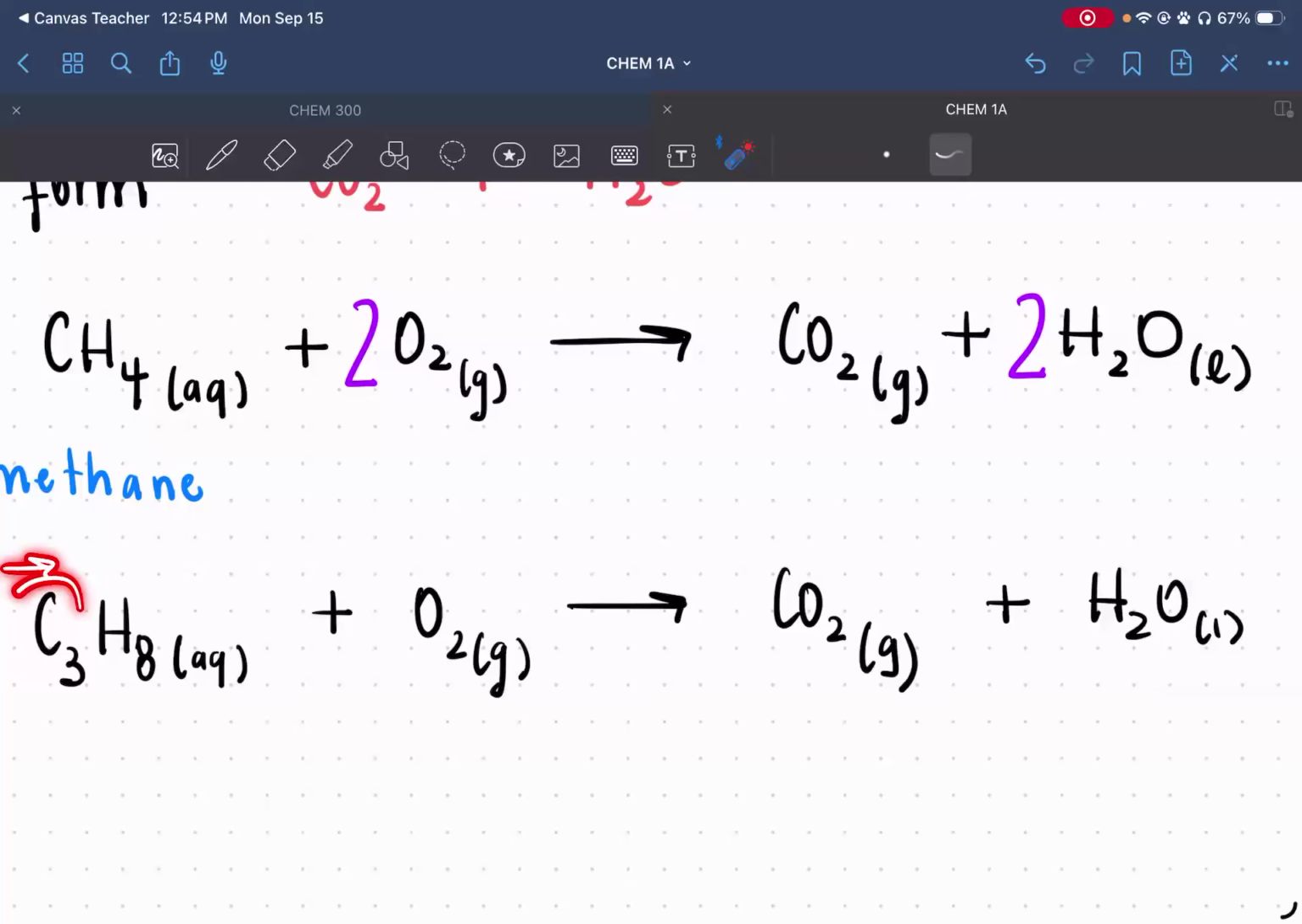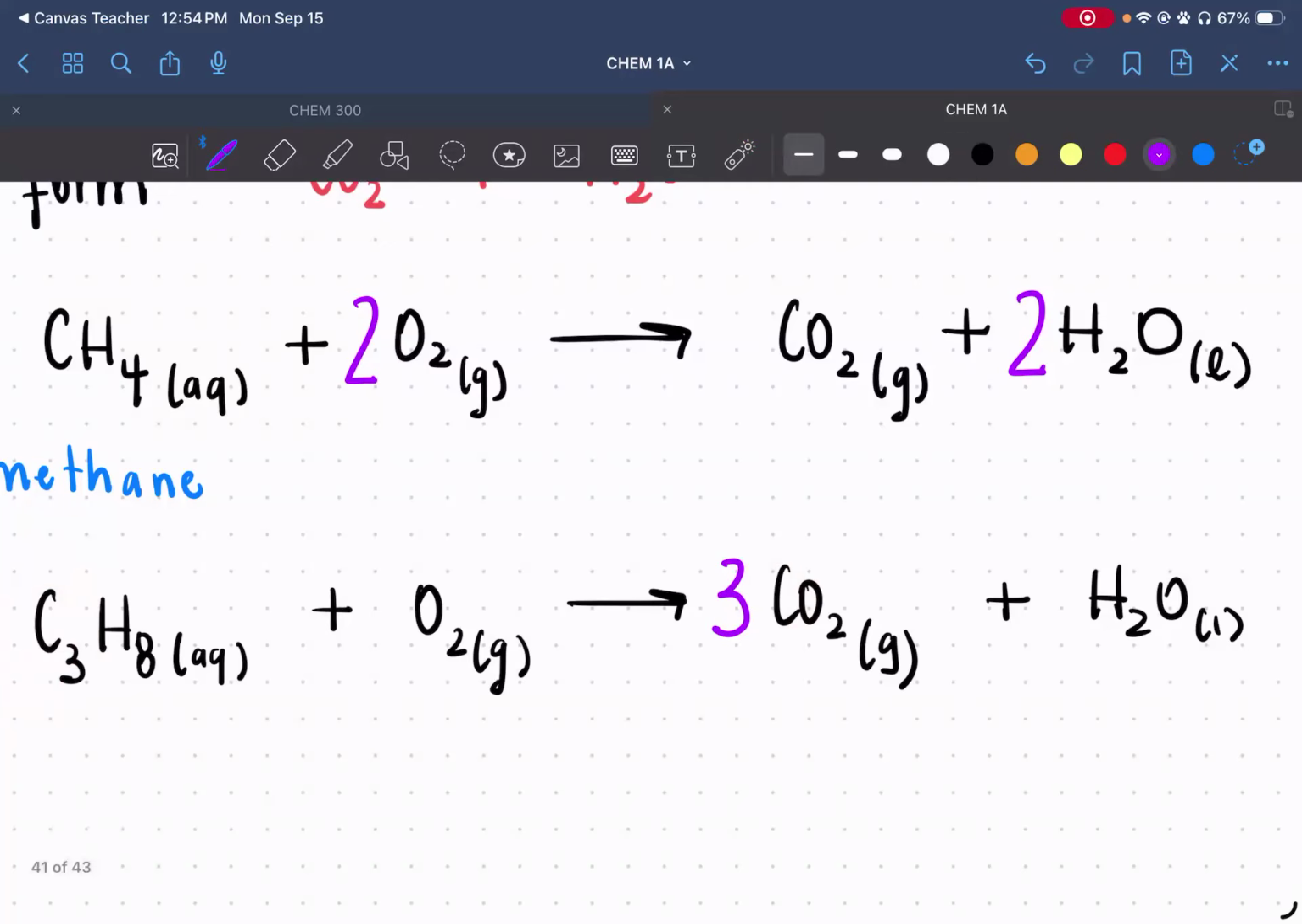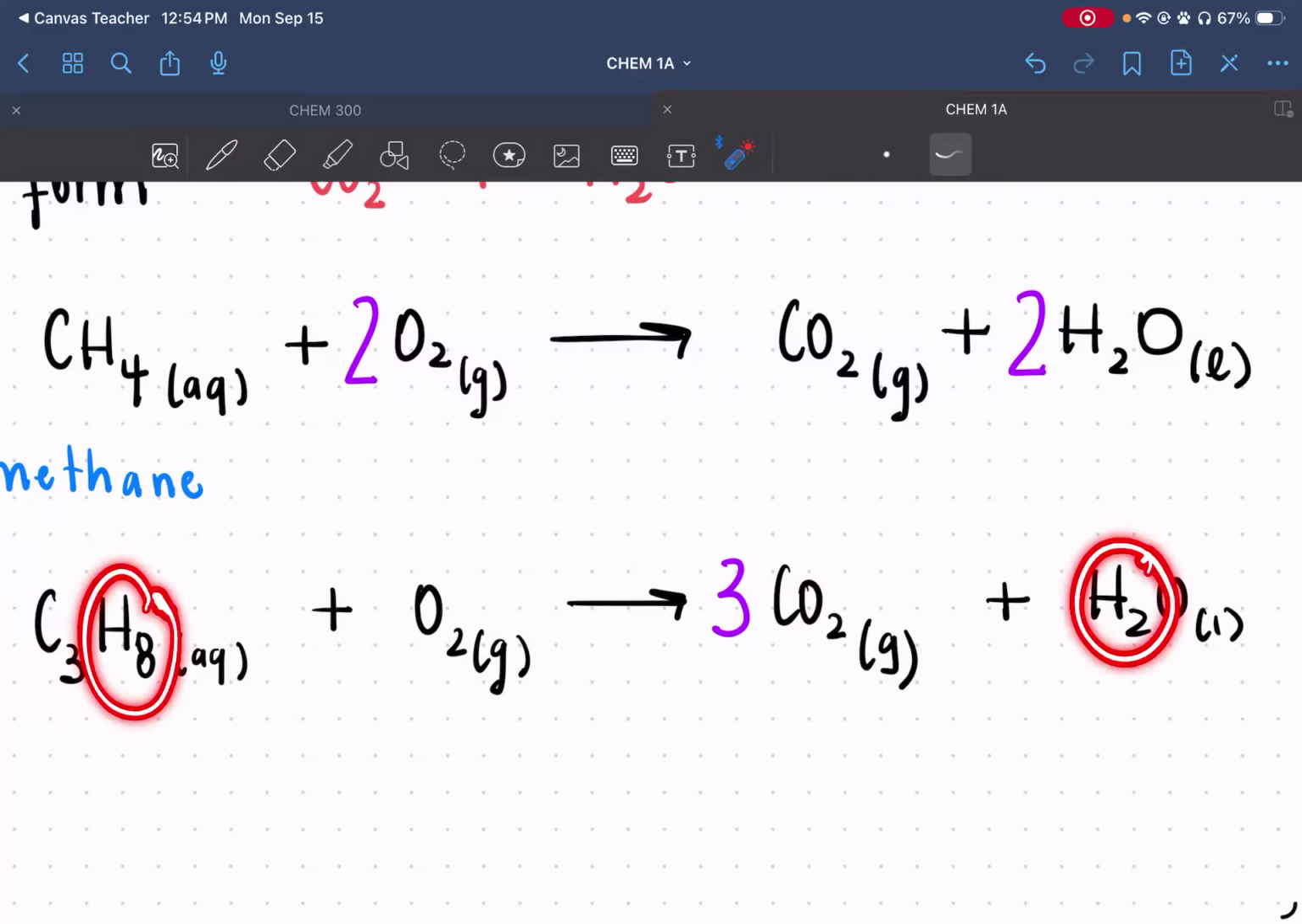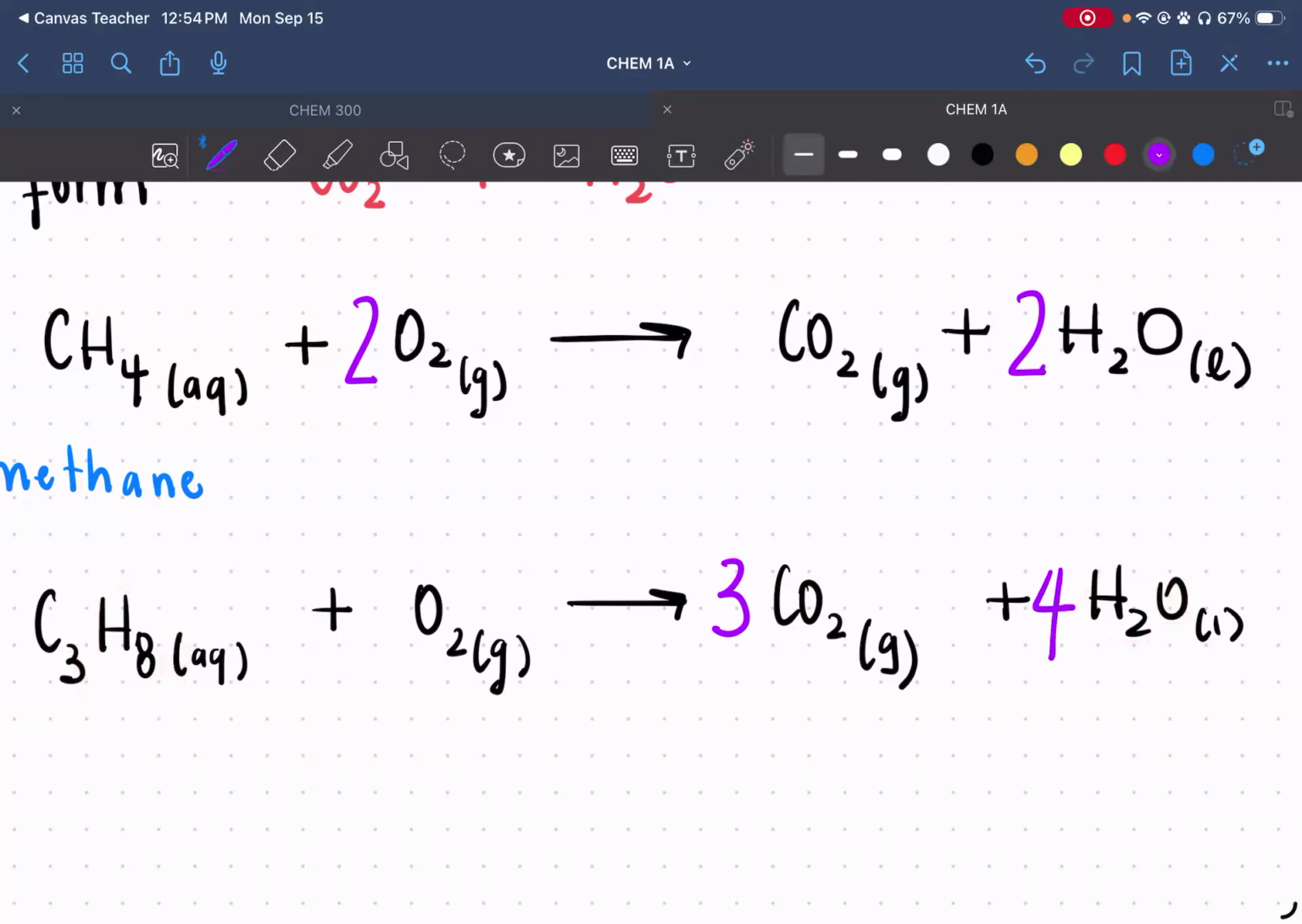From left to right, let's start with the carbon. There are 3 carbons on the left. There's only 1 on the right. That's no issue. Just put a 3 on the right. With that, carbon is now balanced. Next up, we have hydrogen. There are 8 hydrogens on the left. There are currently 2 hydrogens on the right. No problem there, though. Just put a 4 in front of the H2O.